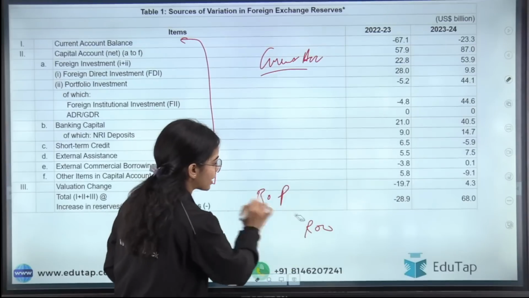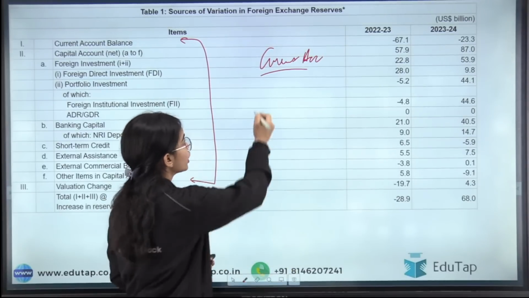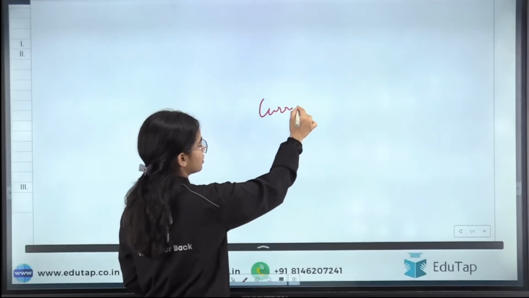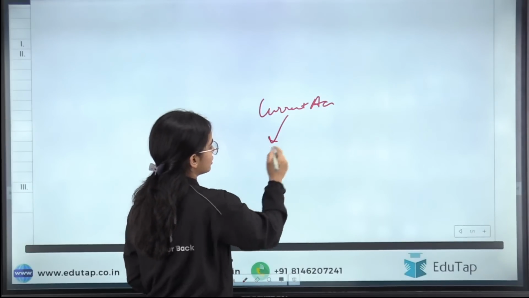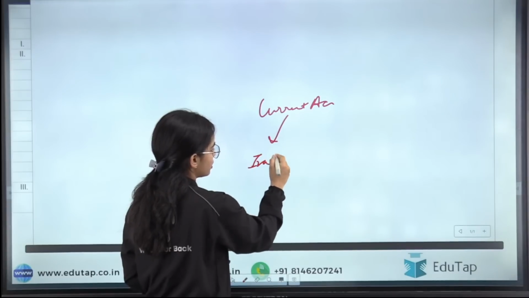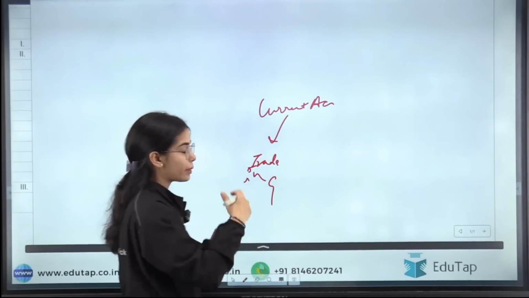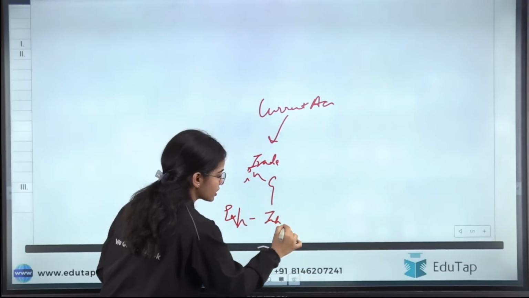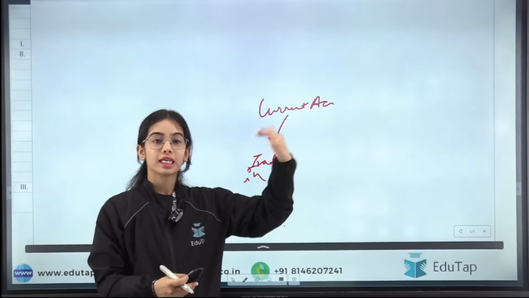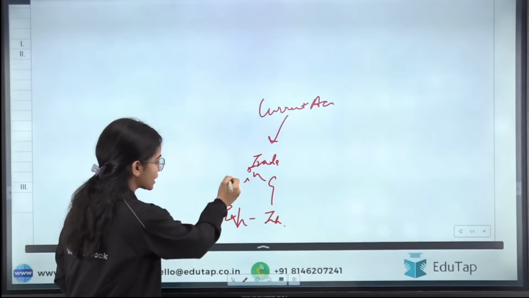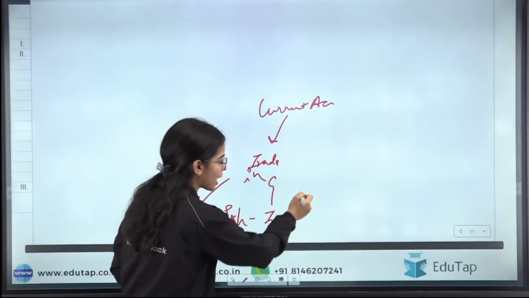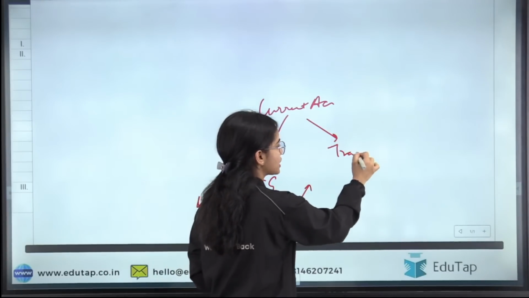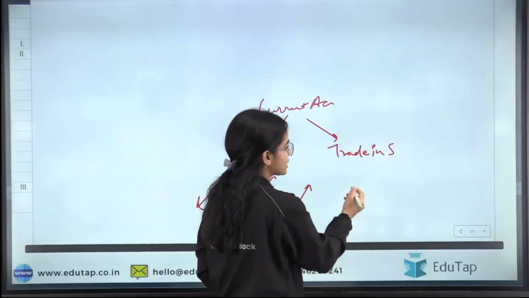So we are starting in the balance of payment with the current account. So in the current account, you have the trade in goods. The trade is happening in goods, the import is happening. So export of the goods is happening minus import of the goods. So for the exports, we are earning the foreign exchange reserves, and for the imports, we have to pay the foreign exchange reserves. Then there is the trade in services that is happening.